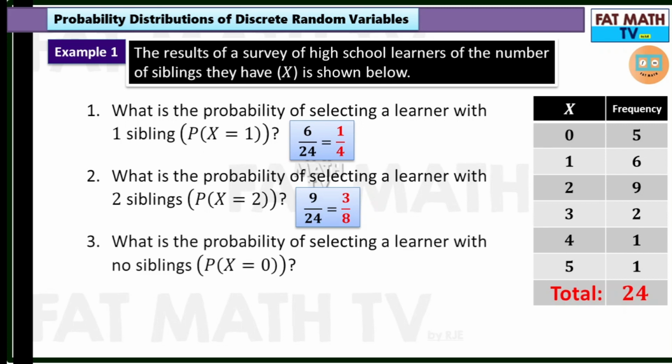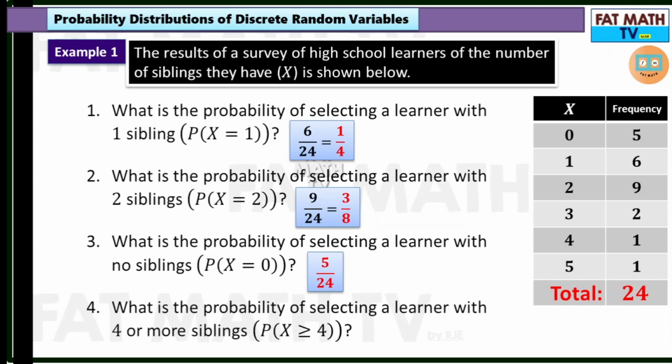Another question. What is the probability of selecting a learner with no siblings? This means to say that the learner is an only child, or that is the probability that x is 0. As we can see here on the table, that is 5. So we have 5 learners out of the 24. And that is already in simplest form, 5 over 24.